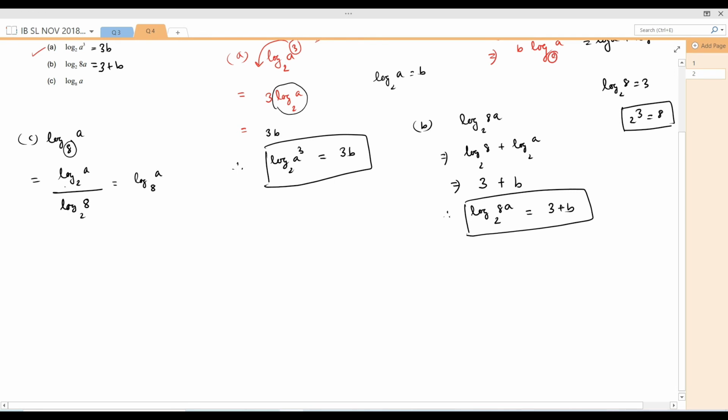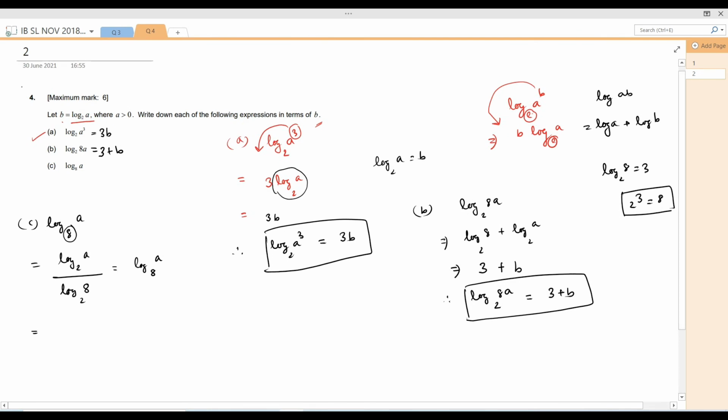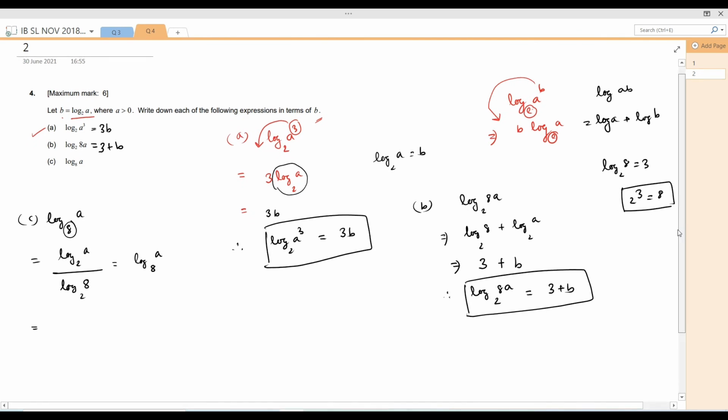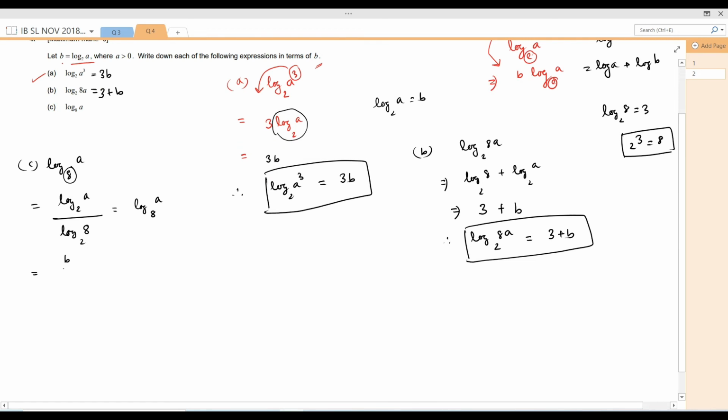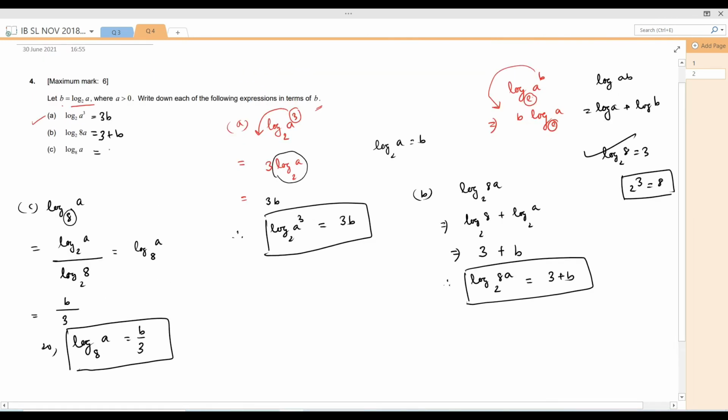Now we know the value of these two particular things. This is already given here: log base 2 of a equals b, so it is already b, divided by the value of log base 2 of 8. It is done here, 2 to the power 3 equals 8, that's why log base 2 of 8 equals 3, so b by 3. So we can write log base 8 of a equals b by 3. So the value of log base 8 of a is equal to b by 3.